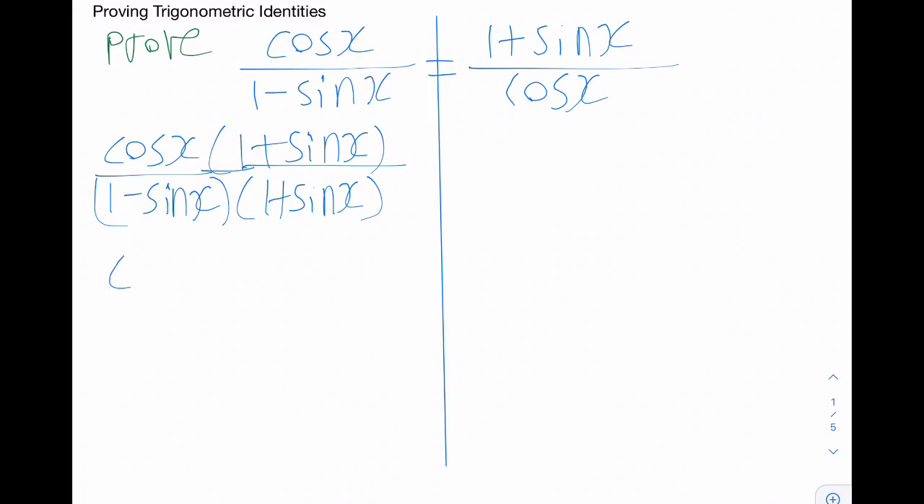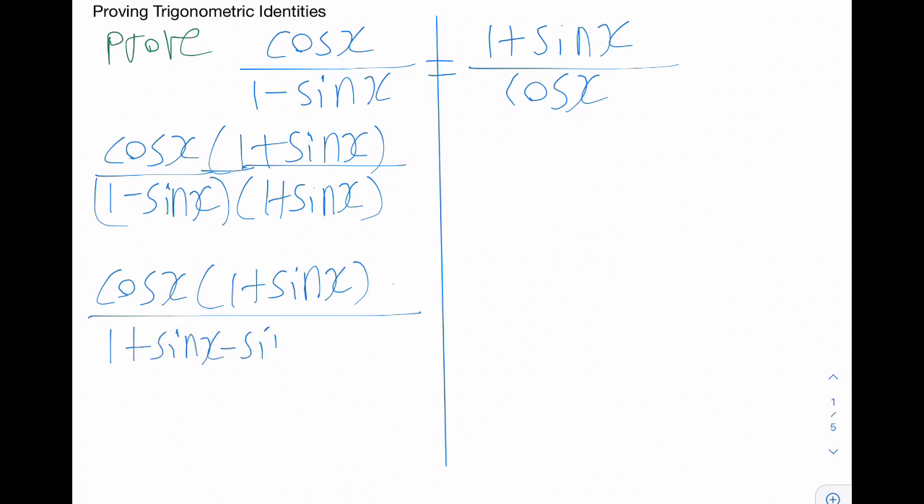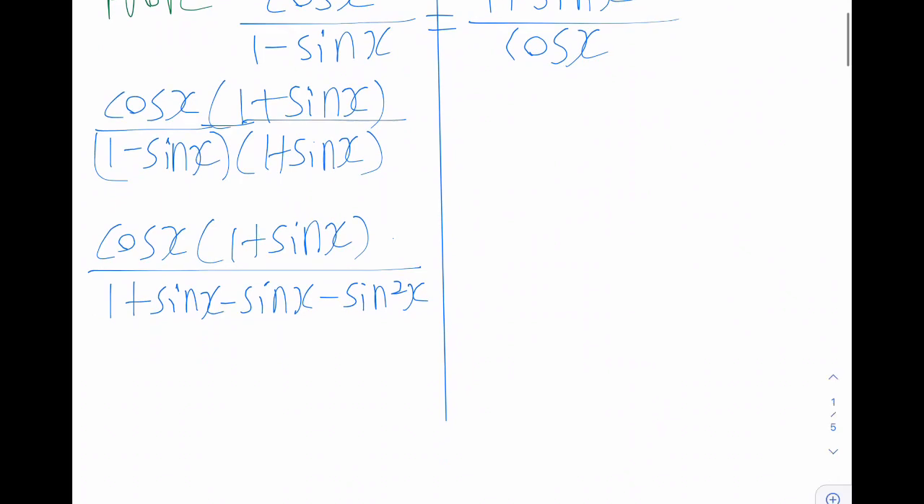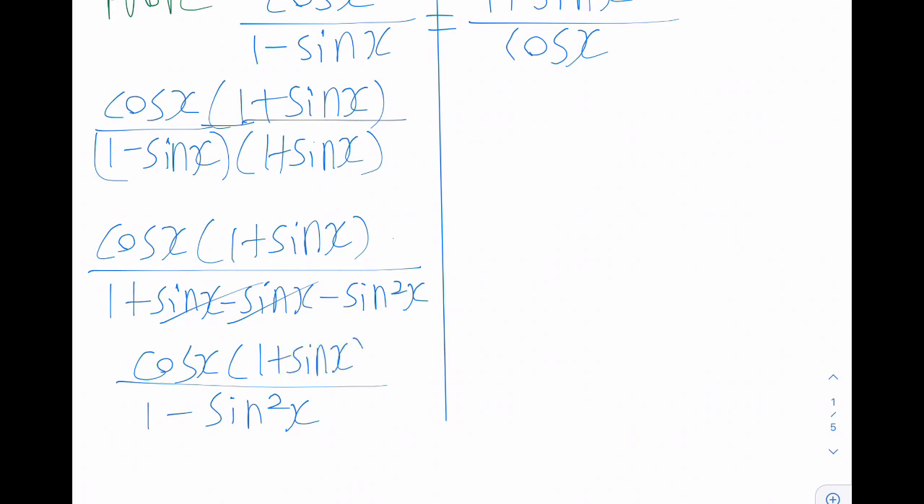So if we simplify that, we distribute the top. No, actually, let's leave the top, guys. Let's rewrite the top, cos x multiplied by 1 plus sine x, and if we distribute the bottom, then we will get 1 plus sine x minus sine x, and then lastly minus sine squared x. Then if we simplify the bottom, these will cancel out, so 1 minus sine squared of x over cos of x, 1 plus sine x.